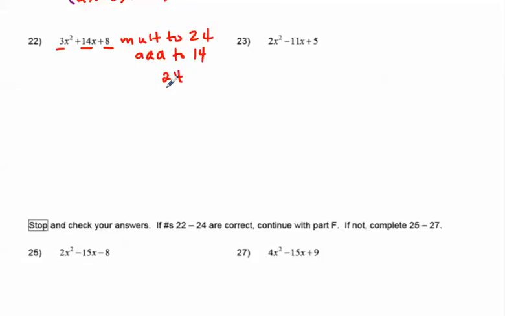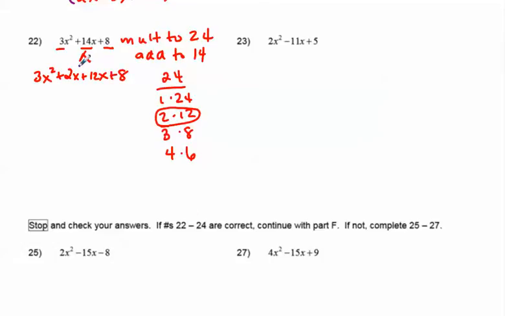So let's make pairs for 24. 1 times 24, 2 times 12, 3 times 8, 4 times 6. So the pair of numbers that adds to 14 is 2 and 12. Because I have a number in front of my x squared, I can't just put these numbers into the factor. I need to split my 14x up to be 2x plus 12x. Bring down 3x squared, and bring down plus 8.